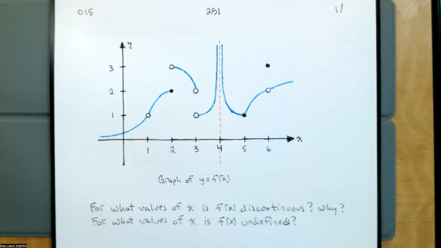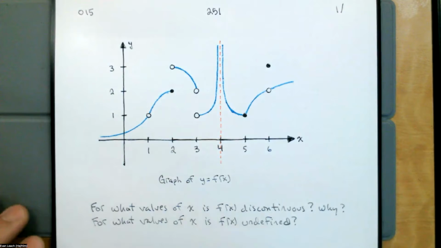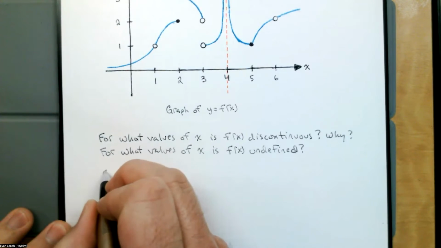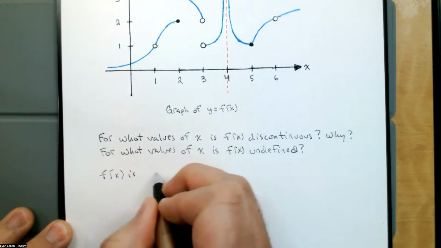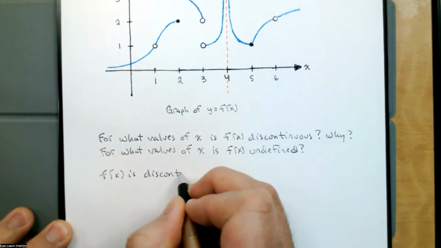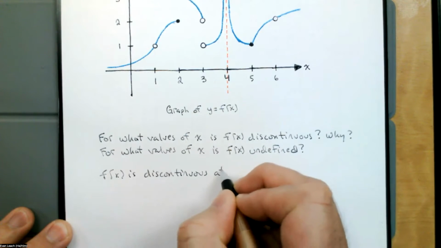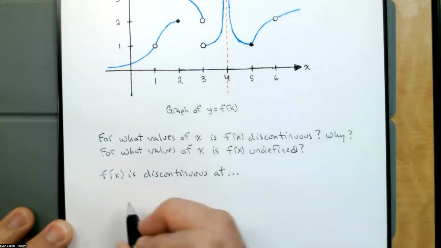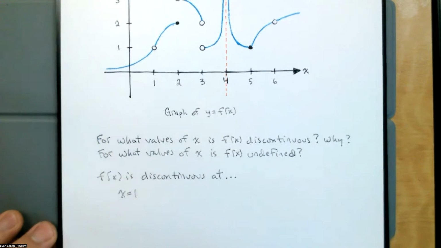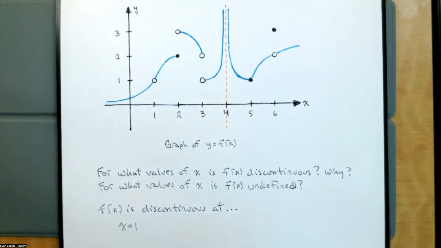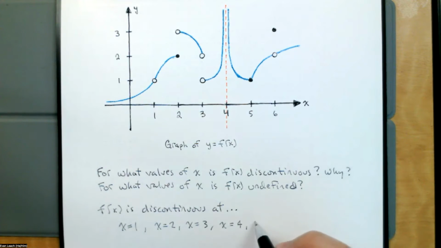Welcome back. So what are some of the points at which this function is discontinuous? Anybody have one? So f of x is discontinuous at 1. Where else? At 2, 3, yeah. What else? And 6. Sounds good.